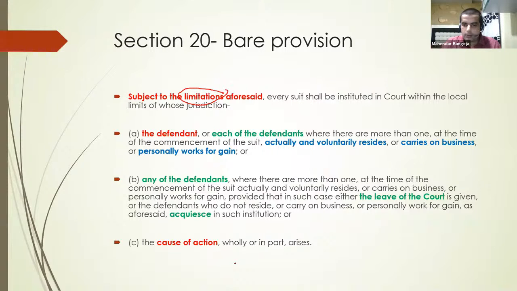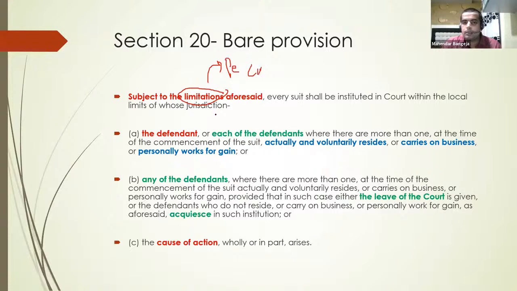Where is the chat? Where can I see it? Okay, wait. Anybody would like to answer? What are these limitations? It starts with the words subject to the limitation aforesaid. All the jurisdiction issue. So limitation of 16 to 19. AA says pecuniary jurisdiction, and which is correct. Now when they use the word limitation, they mean pecuniary.